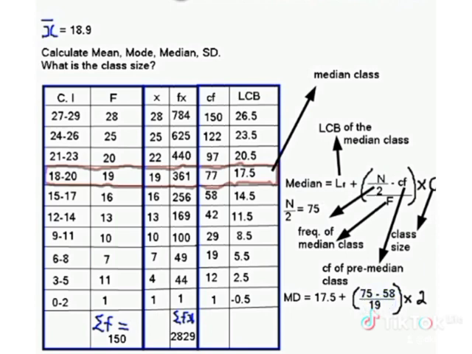75 minus 58 divided by 19. So I have 17.5 plus 17 times 2 divided by 19. When you multiply 17 times 2 divided by 19, I have that my median equals 17.5 plus 1.7895, which will give me 19.29. So this is the median.